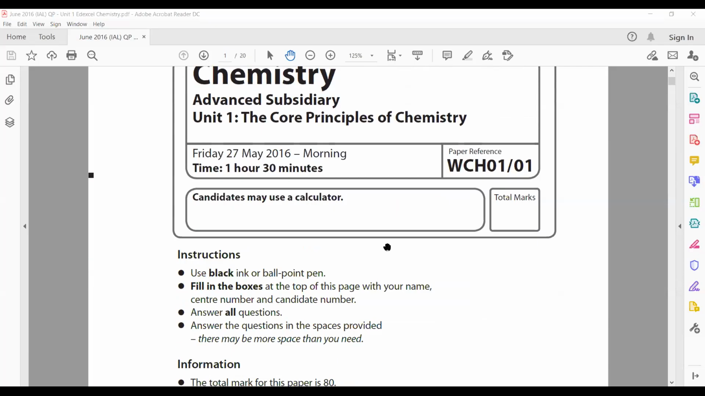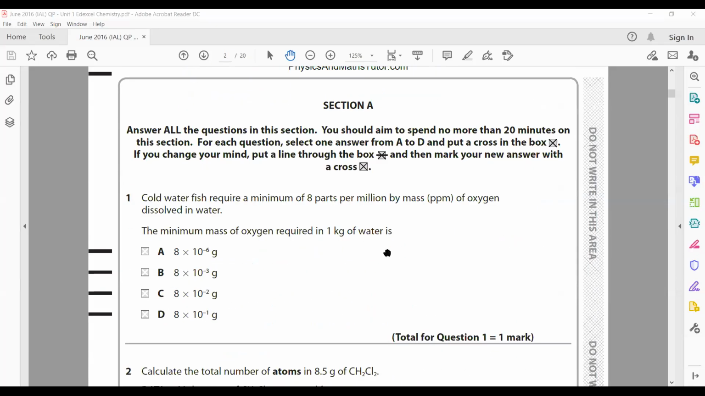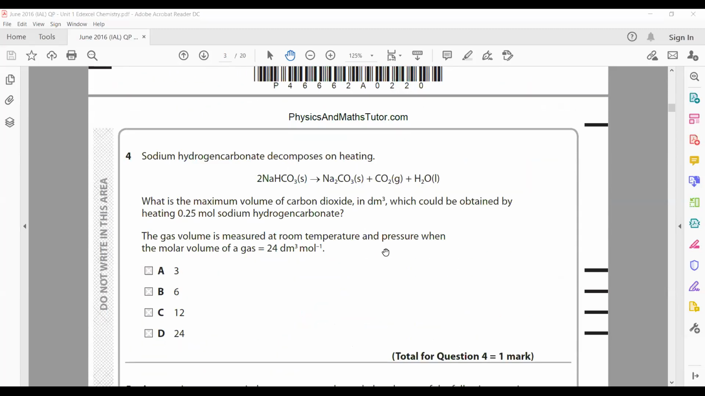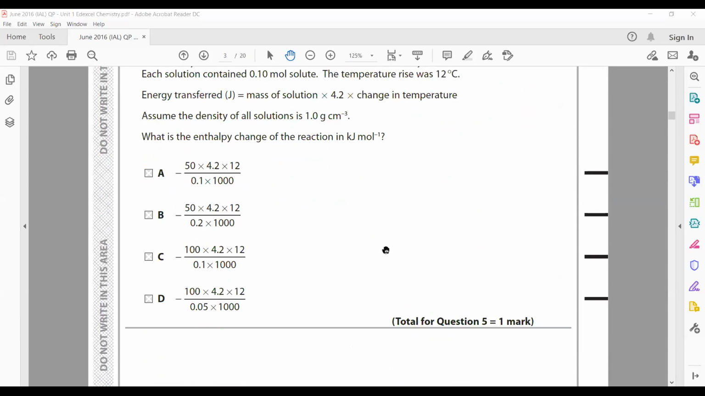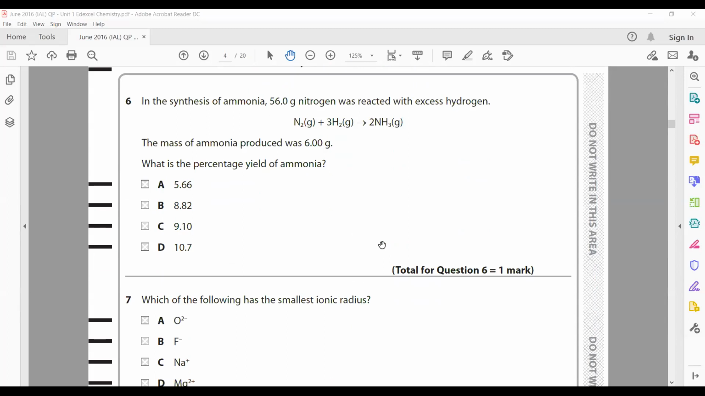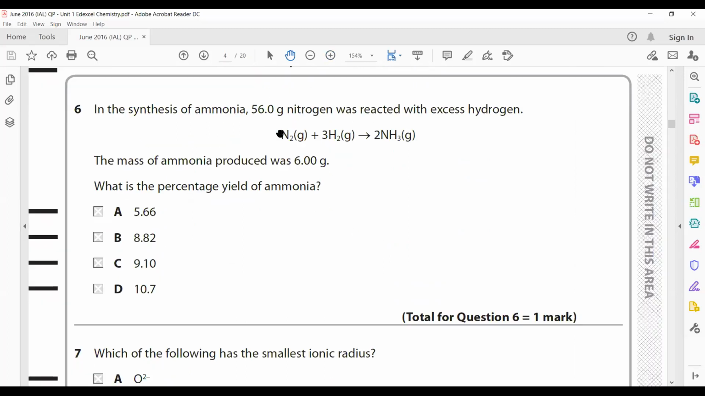May June 2016, Unit 1. In question 6, in this synthesis of ammonia, 56 gram of nitrogen reacted with excess of hydrogen, means more than enough hydrogen is there. The mass of ammonia produced is 6 gram. What is the percentage yield?